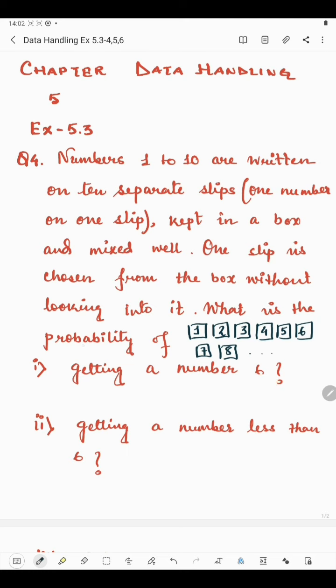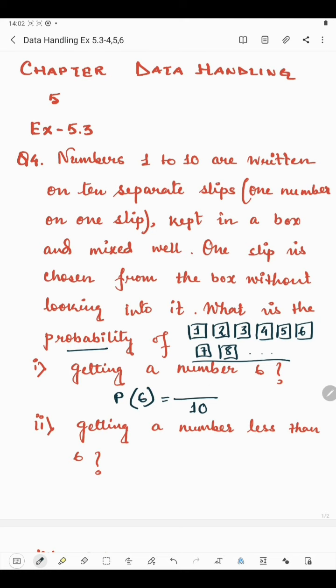Now what do you mean by probability? Probability means the chance of getting a number 6. Now how do we find the probability? We write the total possible outcomes in the denominator. Now here how many slips are there? That will be the total possible outcomes. Since we have 10 slips in all, we have 10 possible outcomes, which we'll write in the denominator, and in the numerator we'll write the favorable outcome.